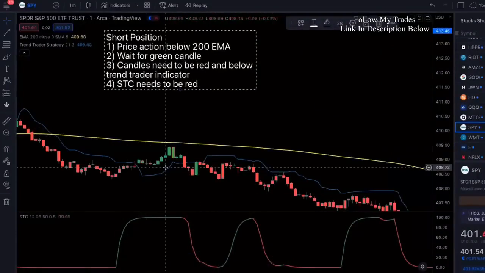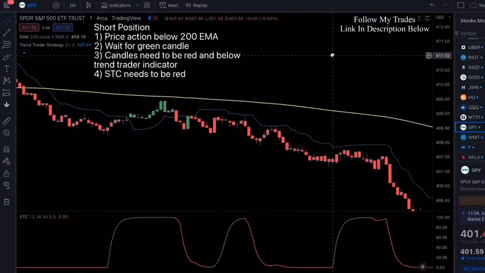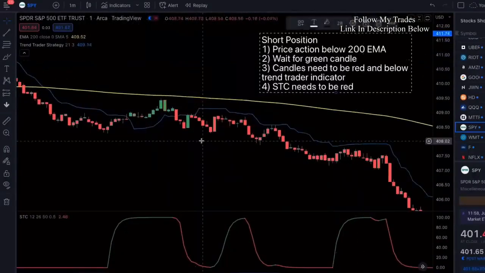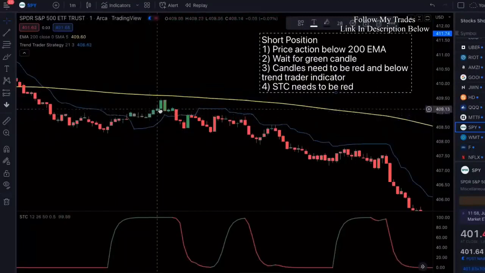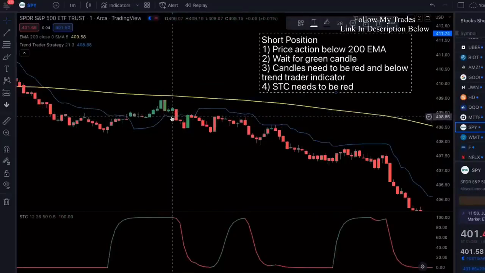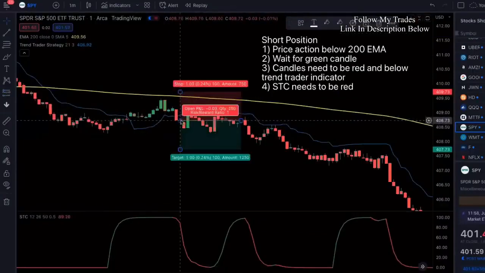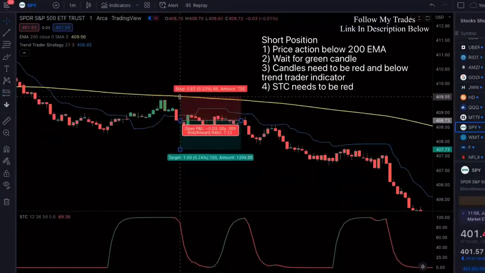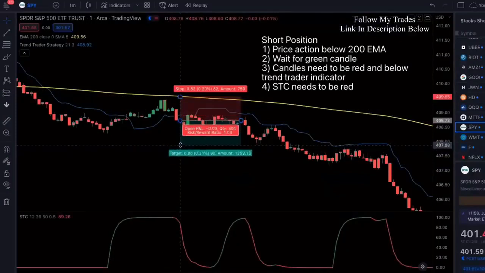So here's a couple of situations which are great. This right here, let's move this down, move this graph up. Trending down, you start getting green candles. Candle turns red, closes below the trend trader indicator. STC is red. You can get in right there, right at the second candle after it closes. Stop loss right above the recent swing high, and you do a 1-to-1 take profit to stop loss ratio.